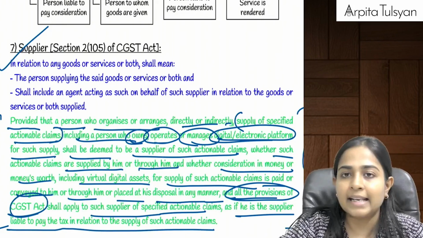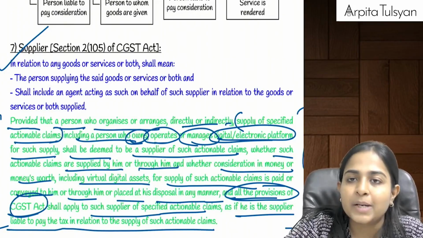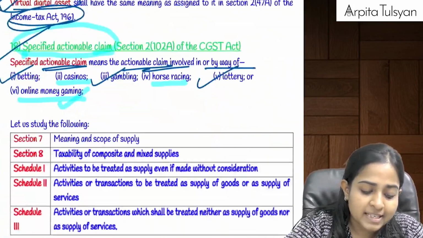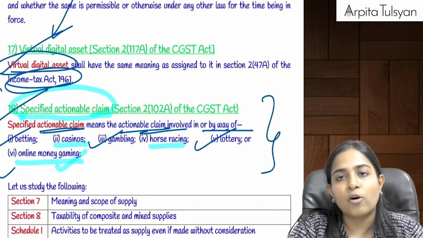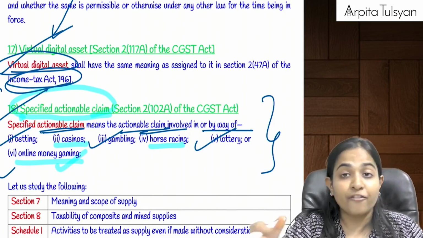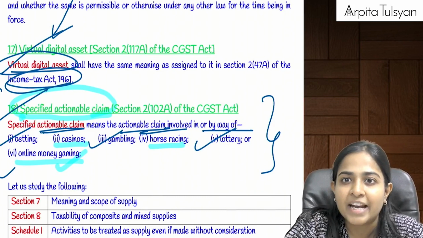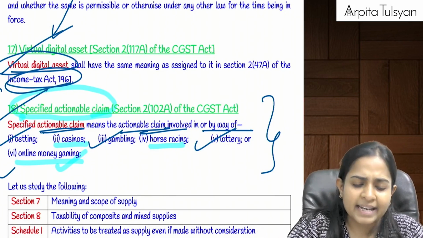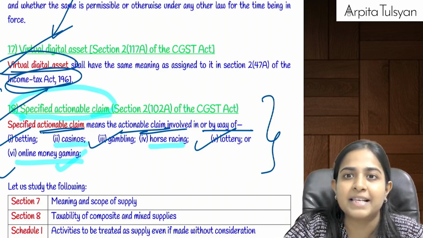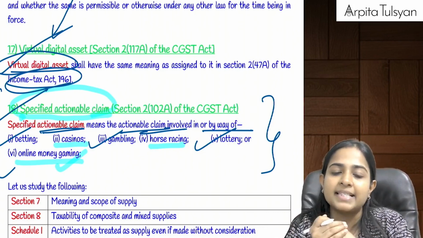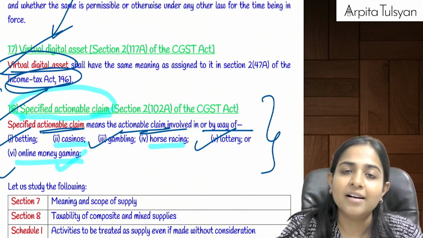So basically, till now supplier included supplier of goods and services. Now if you are engaged in providing the supply of these specified actionable claims, and if you are managing any particular app, for example Dream 11 app, Khelo India Khelo app, whatever, or you are managing a particular website through which online gaming is happening, then you will be considered as the supplier who is liable to pay the taxes.